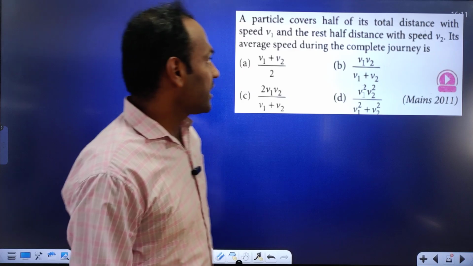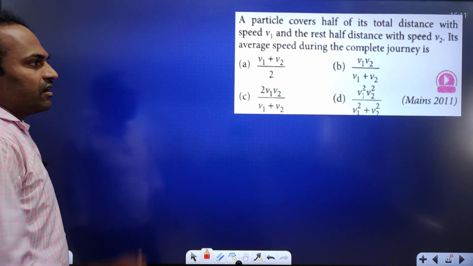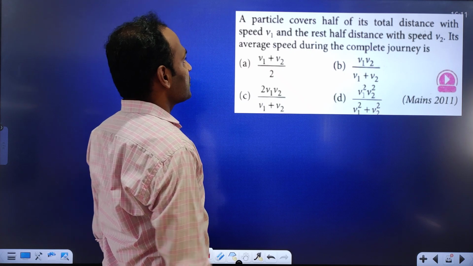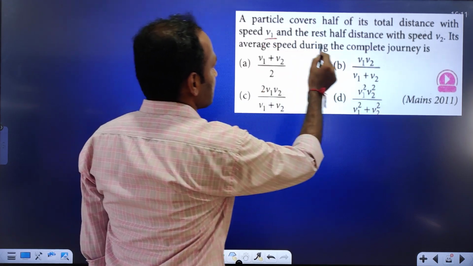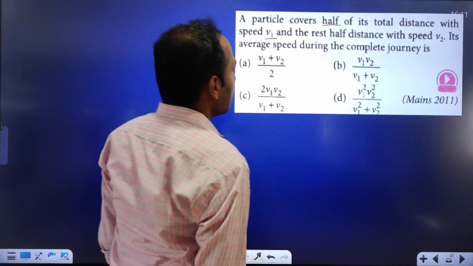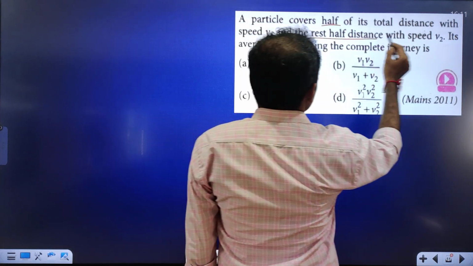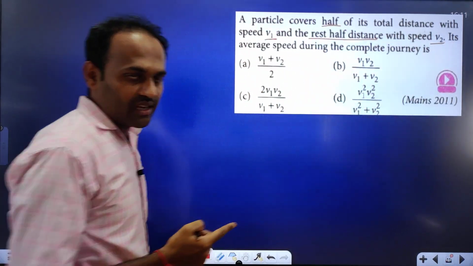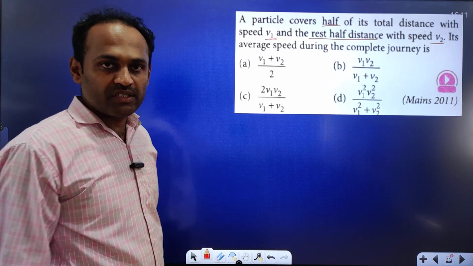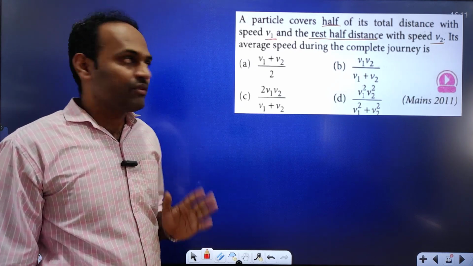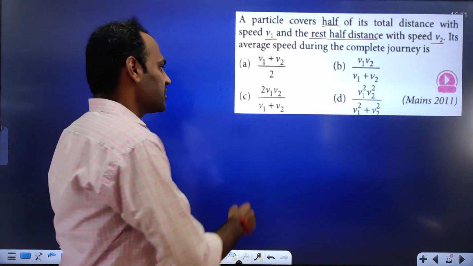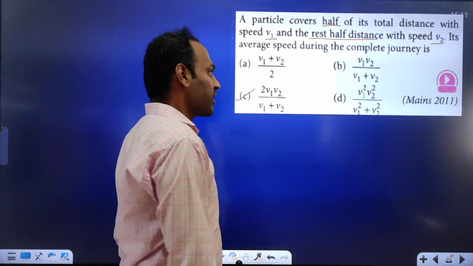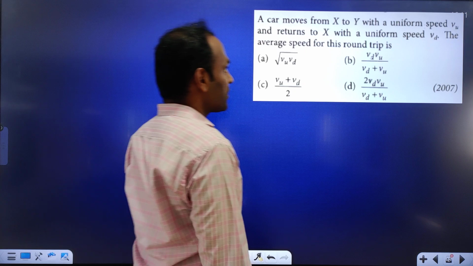Okay, next we'll go for the next question. This is from JEE Main 2011. A particle covers half of its total distance with a speed v1 and the rest half of the distance with speed v2. Its average speed is... Here again we have the same case: equal distance, different speeds. So the formula is 2v1 into v2 by v1 plus v2. Correct?